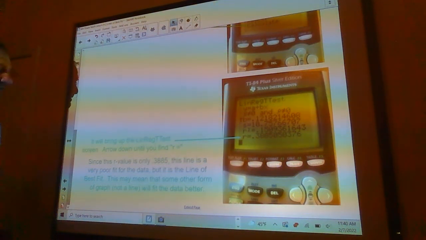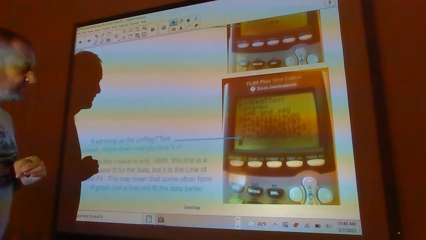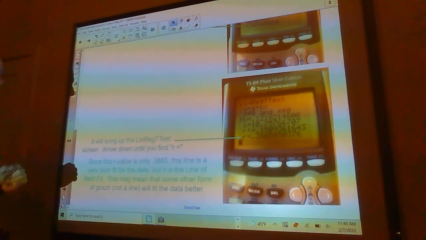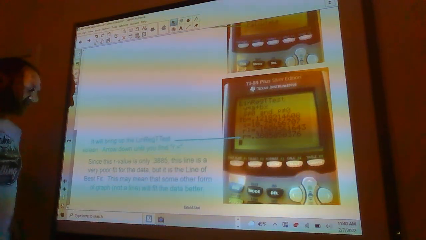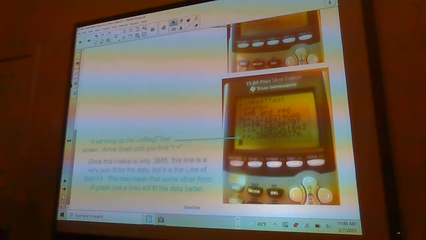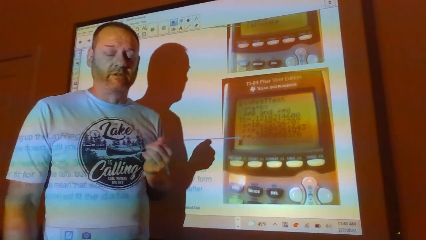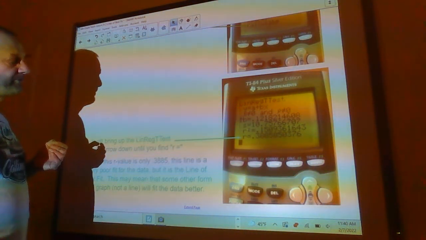0.3885 is not very good. So what this is saying is this line is a very poor fit for the data. It's probably not linear, or maybe you don't have enough data or whatever, but that line doesn't fit the data that you have very well. Now, if this was 0.98 or something, that would be a very good fit for the data, and that would be something that would be very useful to you.